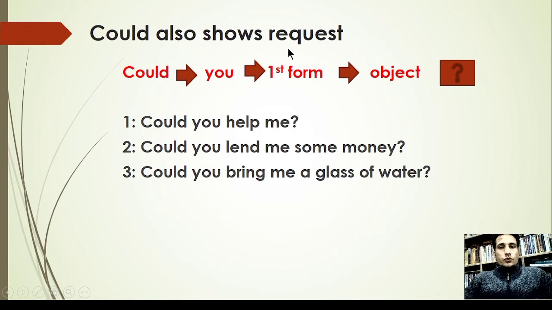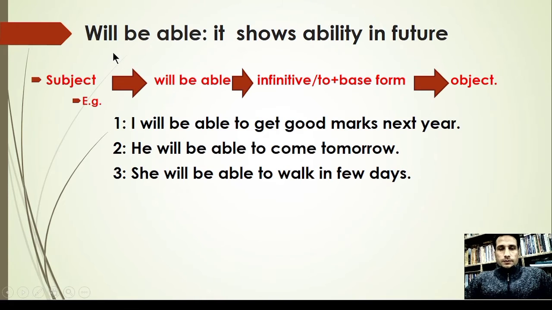Here we can also use it for a very formal request. Here the structure is a bit different. Could, and then we have you, then first form and object and question mark at the end. For example, could you help me? Could you lend me some money? I'm requesting someone for something. Could you bring me a glass of water? So again, I am requesting someone. So it is a very formal request with could. Okay, so that is how we can make a very formal request or permission with the help of could.